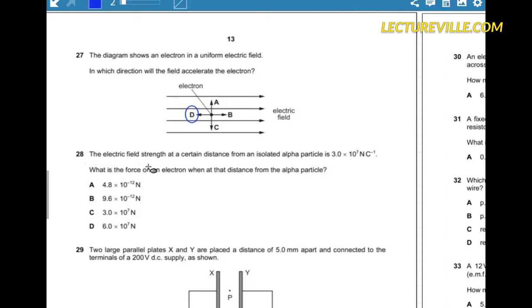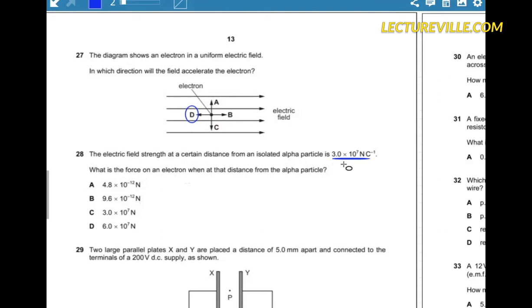The electric field strength at a certain distance from an isolated alpha particle is this many newtons per coulomb. What is the force on an electron at that distance from the alpha particle? So all we have to do is multiply this electric field strength with the charge on a single electron, which is 1.6 into 10 to the power minus 19.